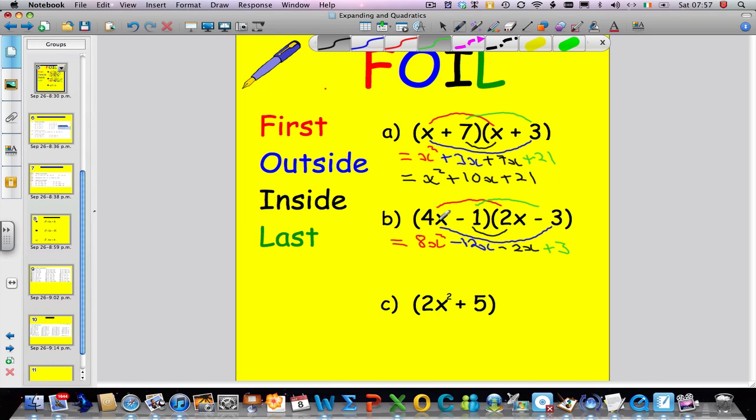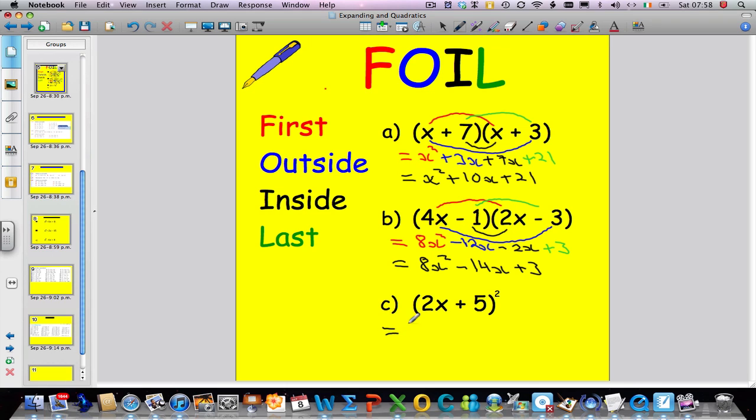Tidy it up now. Simplify. So we end up with 8x squared, minus 12x minus 2x gives me a total of minus 14x. And we still have the plus 3 there. We can't combine that with anything. The last type of question that we'll have to do is something like this. And I just realised that should be there. So when we have something like this, we've got 2x plus 5 all squared. So the first thing I'm going to do is make it look a little bit easier.